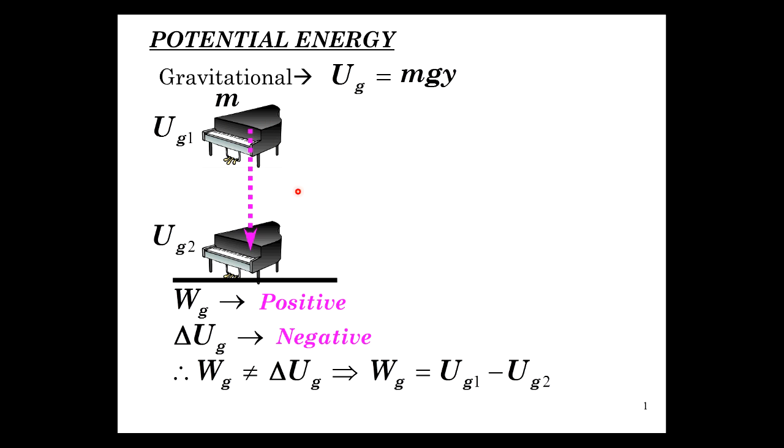So it's 1 minus 2, which is the opposite of the change, because change is final minus initial, 2 minus 1. Now we have 1 minus 2. So that's the negative change in gravitational potential energy.